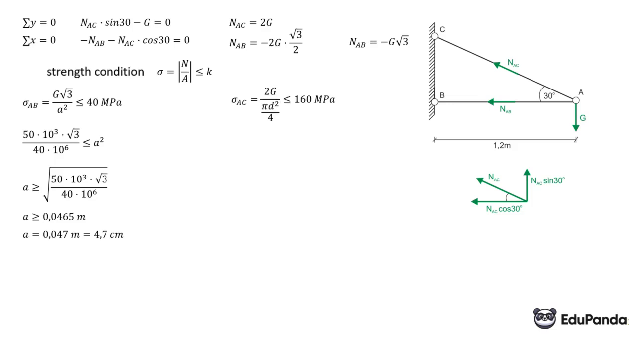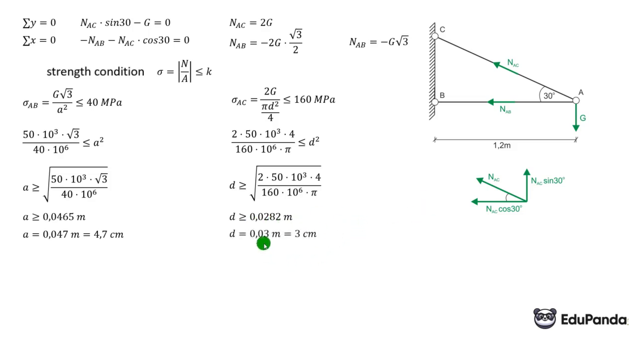We do the same with the AC rod. Force through the cross-sectional area. Here it is already a circular cross-section, that is, pi times d squared divided by 4, less than or equal to tensile strength of 160 megapascals. 160 megapascals is essentially 10 to the 6. Here the same simple mathematical transformations. We take the square root, and the diameter should be greater than or equal to 282 10,000ths m. Rounding a bit up gives 3/100ths m, that is 3 centimeters.